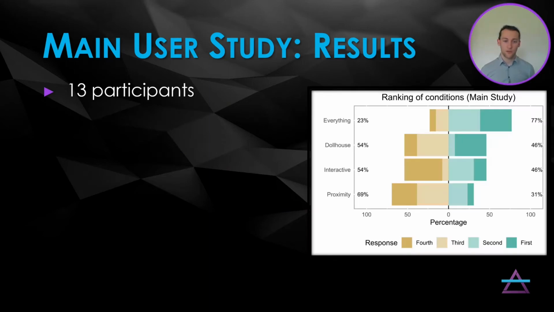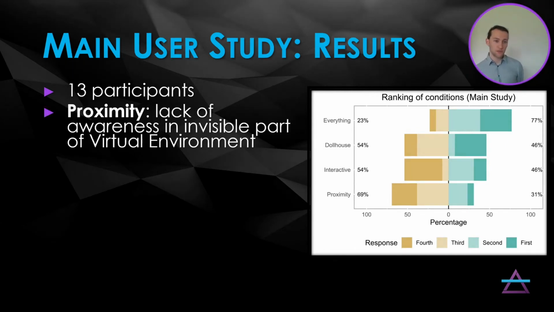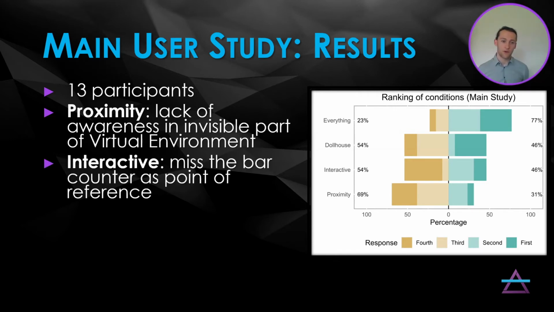The ranking they were able to give at the end indicated that they preferred interactive and proximity the least. From the interviews, it became clear that for proximity, the lack of awareness of the invisible part of the virtual environment was the reason for this. And for interactive, they missed the bar counter as a point of reference in the scene, and they were also very distracted by the floating objects.